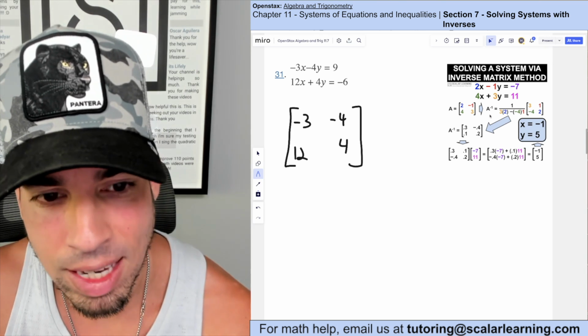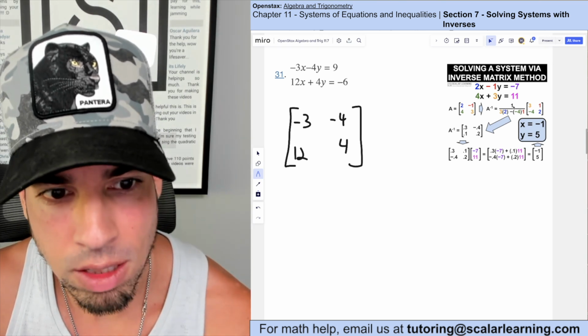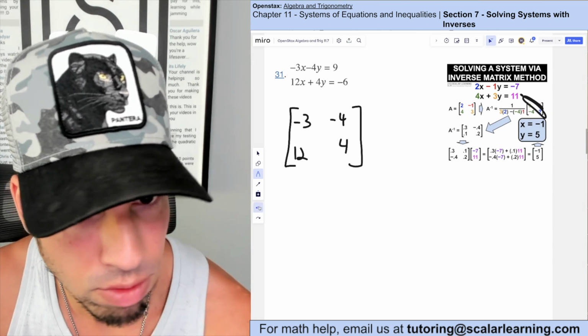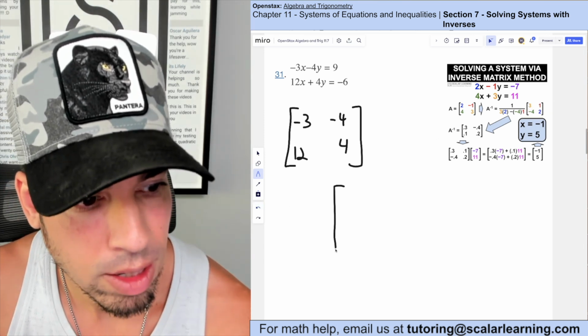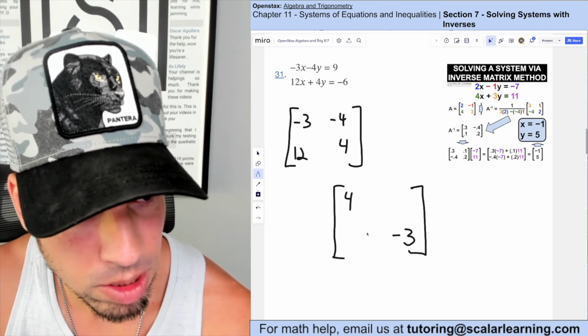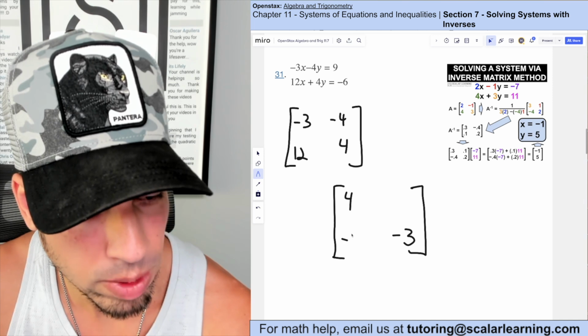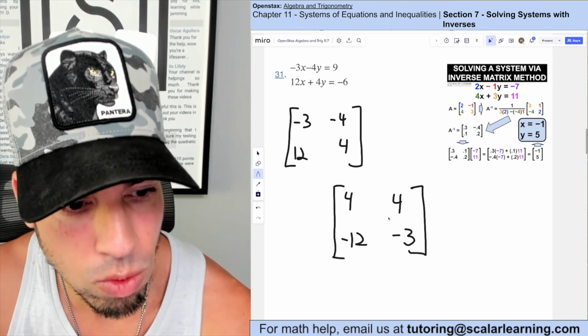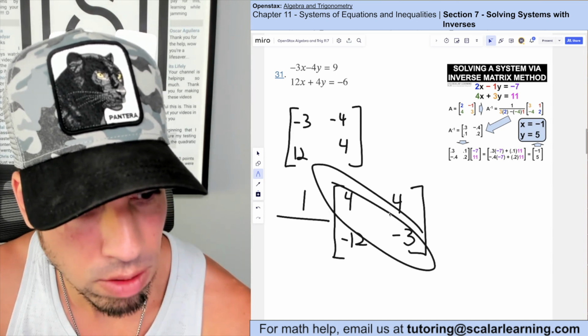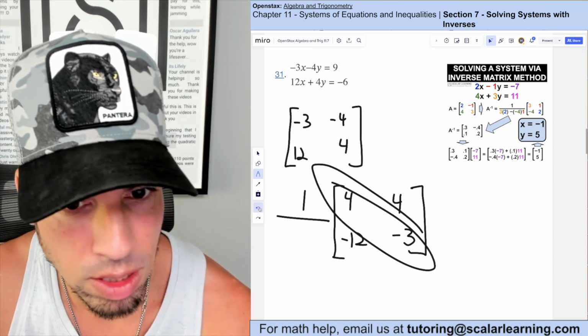Now to switch it to the inverse, you see in this infographic, we swap these two, and those two we negate from where they're at. So we got, let's write it out here, 4 up here, and then the -3 jumps down there, and then these two are negated, so we got -12 and +4. Okay, and then we multiply by 1 over the product of these guys minus the product of these guys, right?